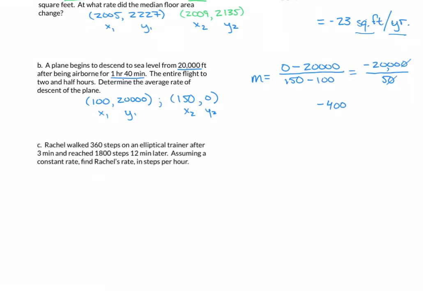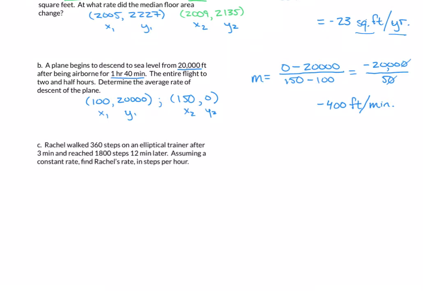We need to include our units. So what are our units? Well, it's descending negative 400 feet. Remember, my feet are on top, and my minutes are on the bottom. So this is negative 400 feet per minute. Okay, that takes care of that one. Let's go ahead and look at another one.